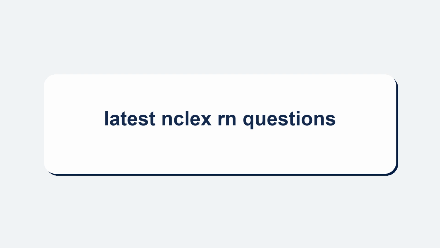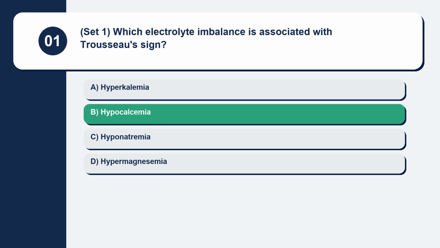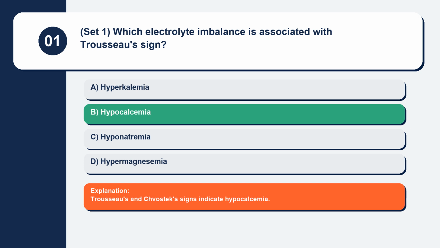Latest NCLEX RN questions. Question 1. Set 1. Which electrolyte imbalance is associated with Trousseau sign? Hyperkalemia, hypocalcemia, hyponatremia, hypermagnesemia. Trousseau's and Chvostek's signs indicate hypocalcemia.